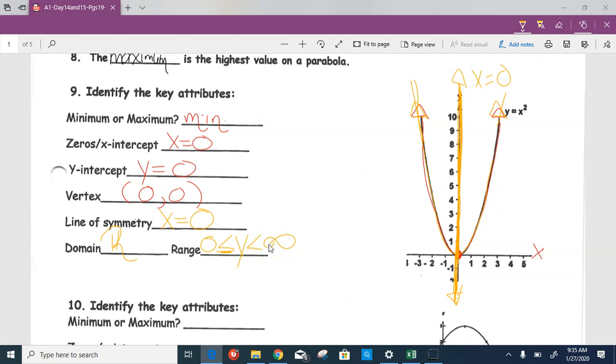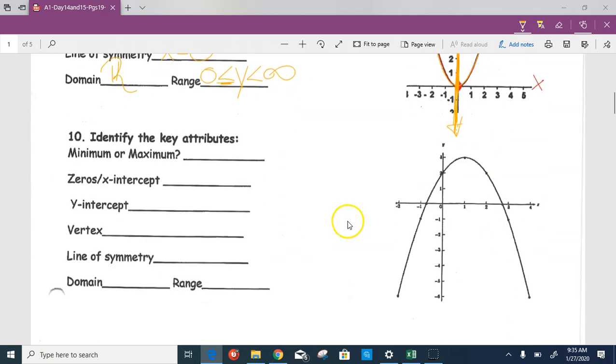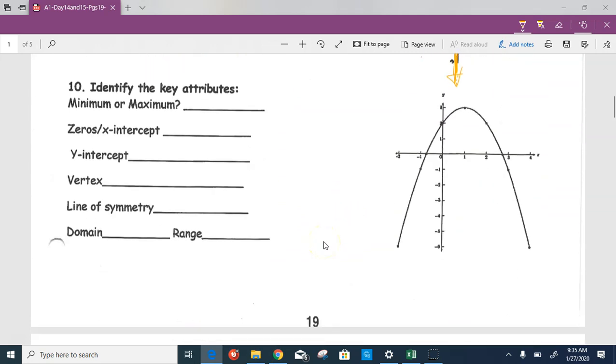That's just the basic parent function. We've got to practice a lot more to really get the idea of all these attributes. Let's go ahead and go to the next one down. Number 10 is the exact same thing.